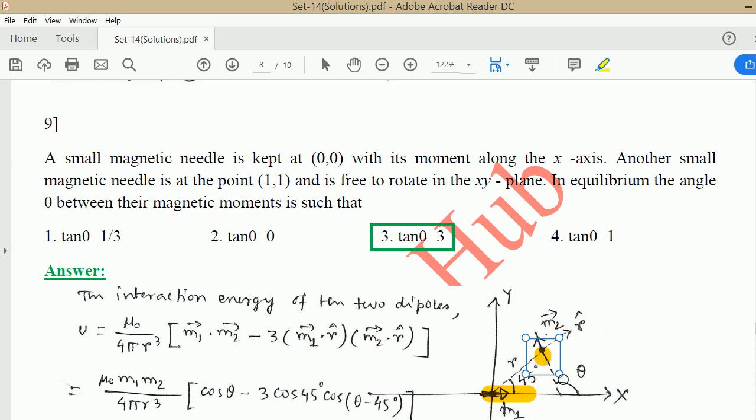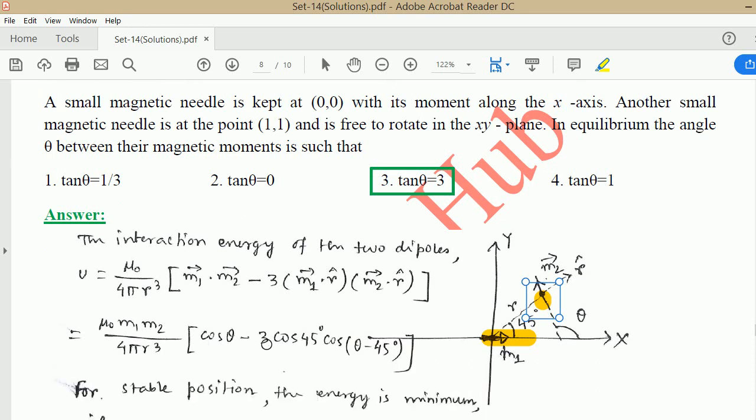Okay, this is not 45. If you draw a perpendicular, then this angle will be 45 degrees. Now the interaction energy of the two dipoles is U equals mu naught by 4 pi r cubed times [m1 dot m2 minus 3 (m1 dot r)(m2 dot r)]. Now this is the line of interaction of m1 and this is the line of interaction of m2. So the angle between them is theta.